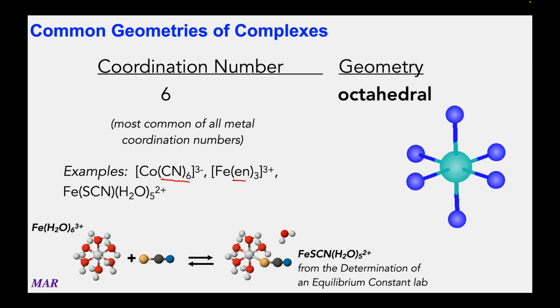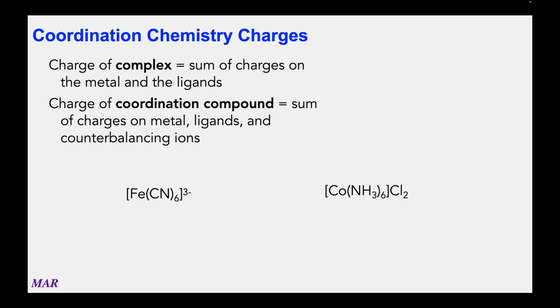Pretty cool stuff. Now, the charges on coordination chemistry species deserve a little bit of comment. The charge of a complex ion is equal to the sum of the charges on the metal and the ligands. And I'll show you an example of that down there with the [Fe(CN)6]3- compound. However, on the right-hand side is an example of a coordination compound, and the charge on that will be the sum of all charges on the metal, ligands, and any kind of counterbalancing ions that you might have. So let's look at the [Fe(CN)6]3- compound first.